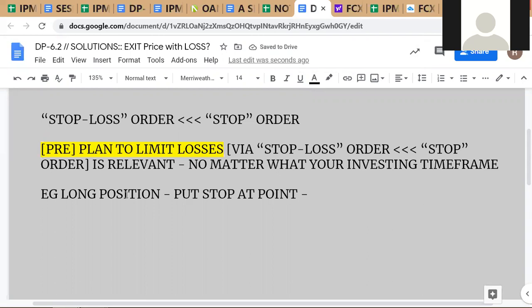Example is a long position. Okay, so put stop at which point? Let's put it this way. Let's put it at which point. This is also important for your learning as to where you put your stop. Okay.